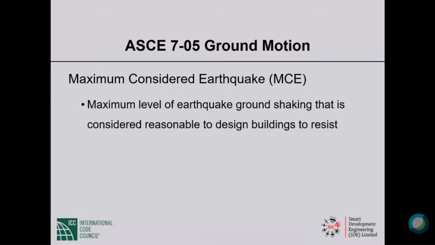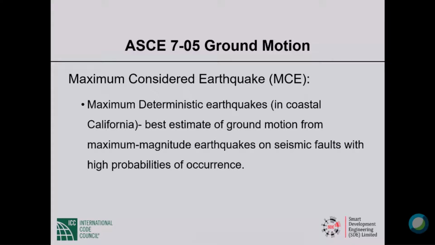The maximum considered earthquake, which I haven't defined yet, has this definition in the source document called the NEHRP provisions: maximum level of earthquake ground shaking that is considered reasonable to design buildings to resist. Having called it a definition, this is really not a definition, because the word reasonable, what is reasonable, makes it very poor as a definition. This is a declaration of principle. The real definition that was built around this declaration of principle became a two-part definition in ASCE 7-05 and the IBC because of the peculiar circumstances of the United States.